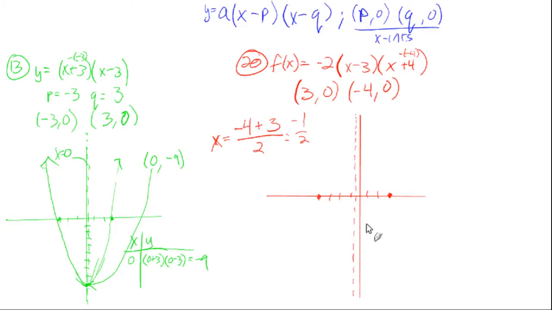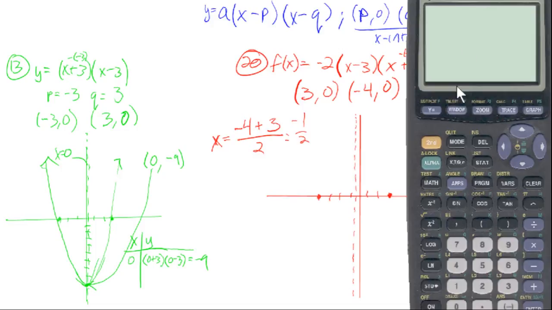And now we need to find the vertex. In order to find the vertex, we need to plug this x value into the function and find where the y value is. So x and y. X is negative 1/2. So what's y going to be? I would use the calculator here. Why not? It just makes it a little quicker.